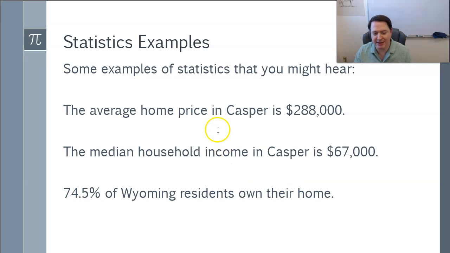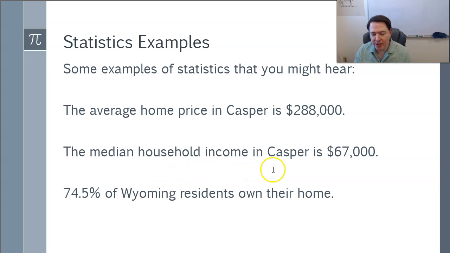I was not included in these samples. So these are not, strictly speaking, 100% accurate numbers for the population of Wyoming residents or homes here in Casper. What that really is, is an estimate of those things.